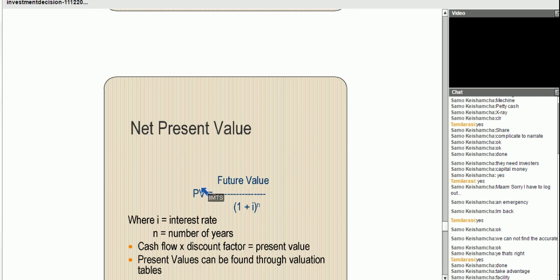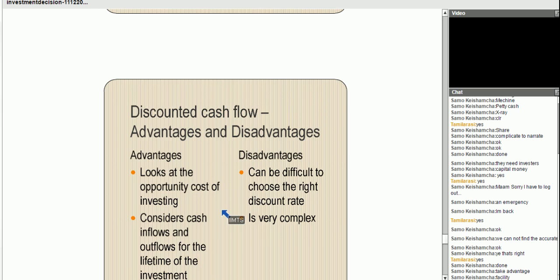This is the formula for the net present value. Present value is equal to future value upon (1 plus i) raised to the power n. This i stands for the interest rate. What is the interest rate prevailing in the market right now? That is the interest rate. n is the number of years. It's a mathematical calculation that will be done by the financial experts to give us a concrete idea. Now, advantages and disadvantages, you could just read it.